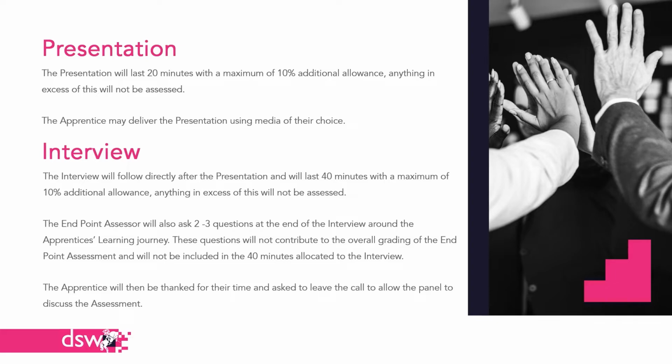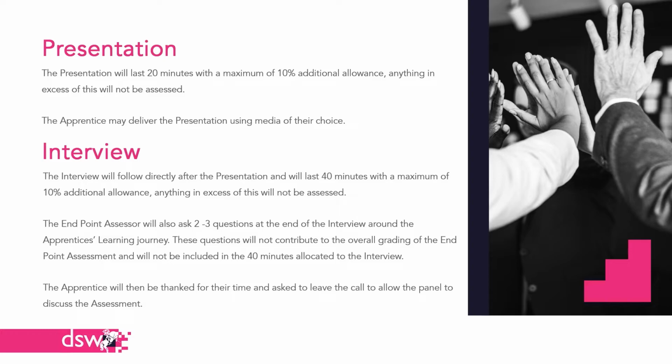They may use slide decks, handouts and visual aids. The apprentice must focus their presentation on the 6 specific outcomes chosen by the endpoint assessor. Once the apprentice has completed their presentation to the panel, a small break may take place should the apprentice need it. The interview will follow directly after the presentation and will last for 40 minutes with a maximum of 10% additional allowance. Anything in excess of this will not be assessed.